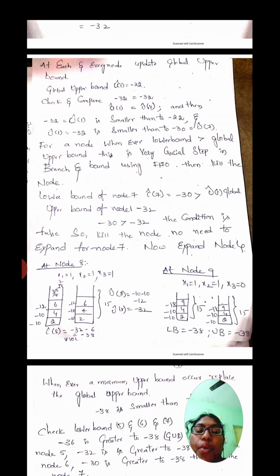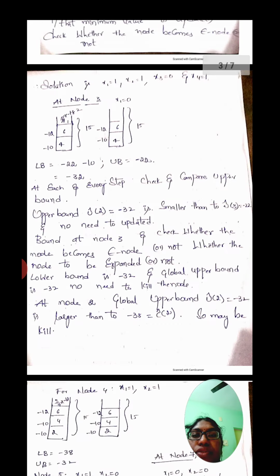We have to write down in the state space tree. Okay, at node 8, C cap of 8 is equal to minus 38, U cap of 8 is equal to minus 32. And then we write C cap of 9 is equal to minus 38, U cap of 9 is equal to minus 38. Okay, we have to expand the nodes. Next we get x4 is equal to 1, x4 is equal to 0 at node 8, and at node 9 x4 is equal to 1, x4 is equal to 0.